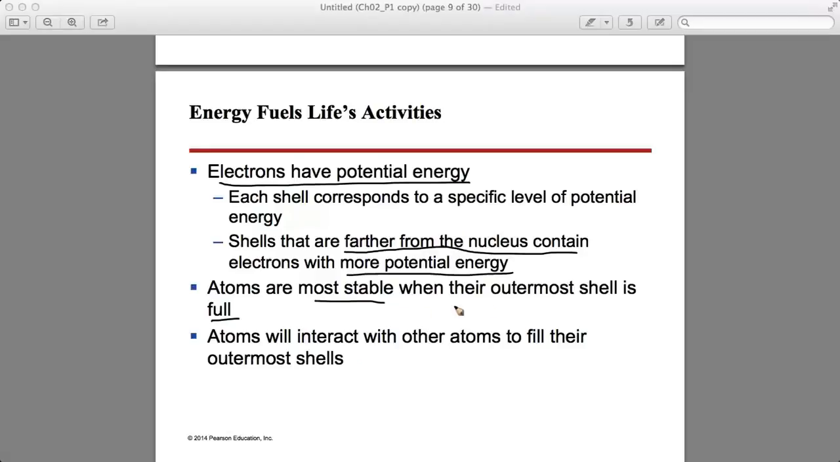This is an important driver of chemical reactions, because atoms want to interact with other atoms so that they can fill their outermost shells and achieve the most stable conformation. So this is key to understanding a lot of the chemical reactions that happen in your body and elsewhere.